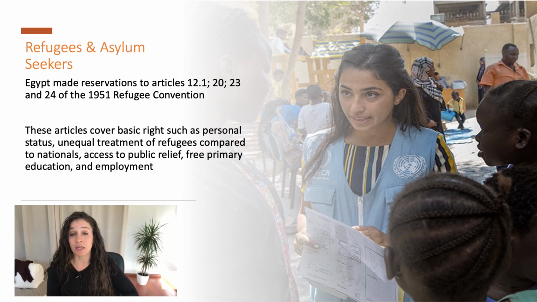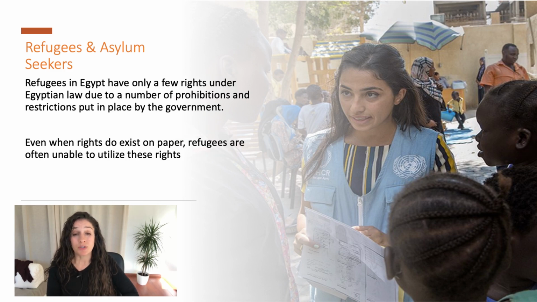These articles mainly cover basic rights such as personal status, unequal treatment of refugees compared to nationals, access to public relief, free primary education, and employment. Refugees in Egypt have only a few rights under Egyptian law due to a number of prohibitions and restrictions put in place by the government. Even when rights do exist on paper, refugees are often unable to utilize these rights. So let's look at the Egyptian law that regulates asylum seekers and refugees.